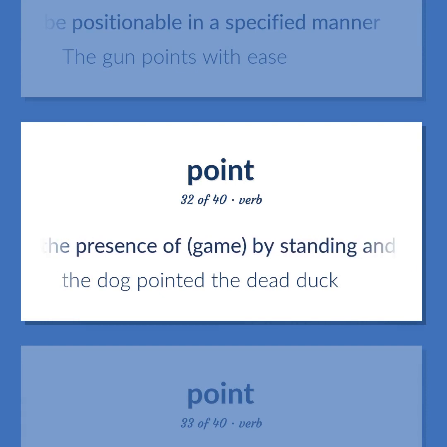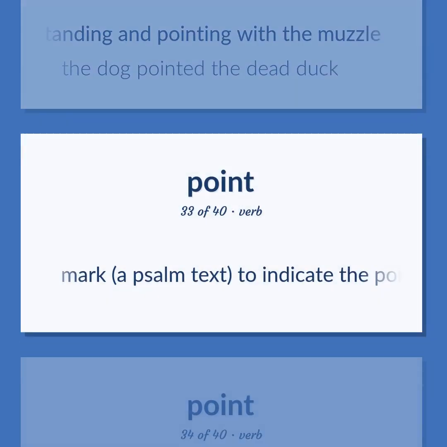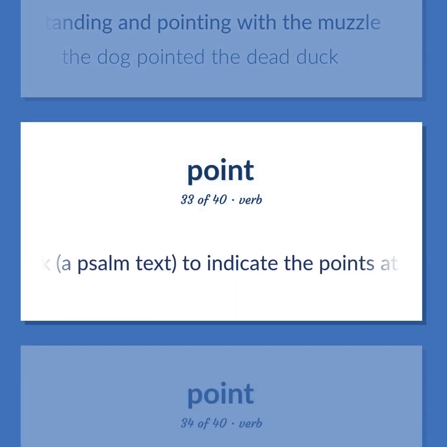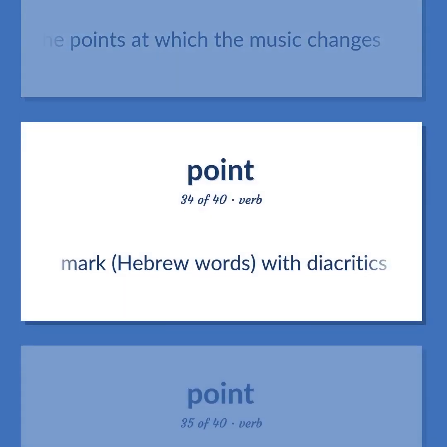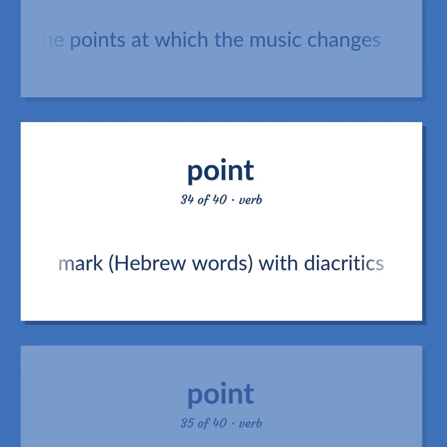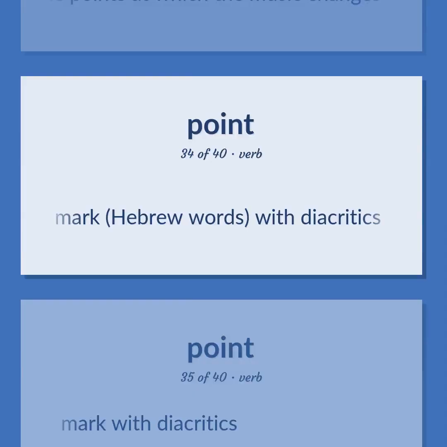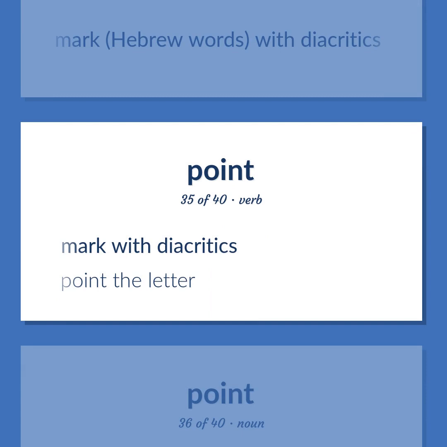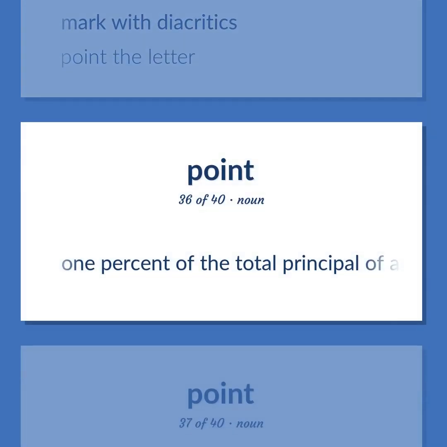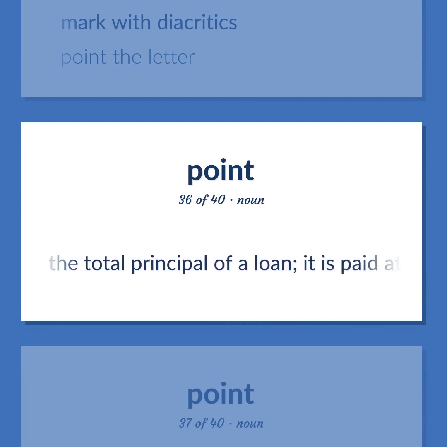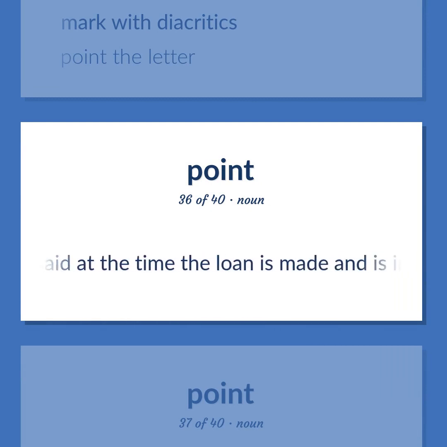Indicate the presence of game by standing and pointing with the muzzle. The dog pointed the dead duck. Mark a psalm text to indicate the points at which the music changes. Mark Hebrew words with diacritics. Mark with diacritics. Point the letter. 1% of the total principal of a loan. It is paid at the time the loan is made and is independent of the interest on the loan.